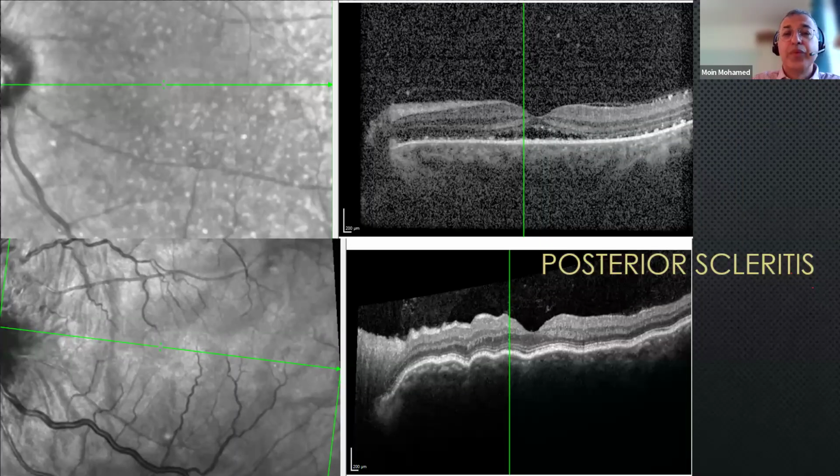Sometimes scleritis can end up causing these problems. Typically, it's more subretinal fluid and corrugation rather than edema as such, but any inflammatory disorder at the back of the eye will cause edema.